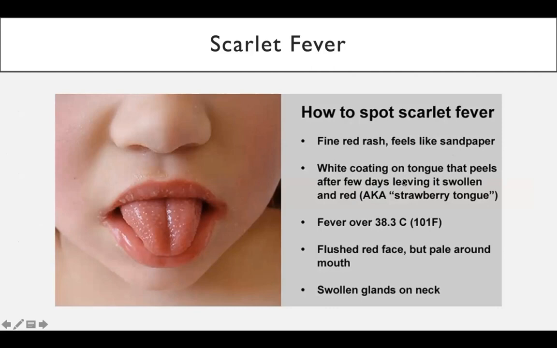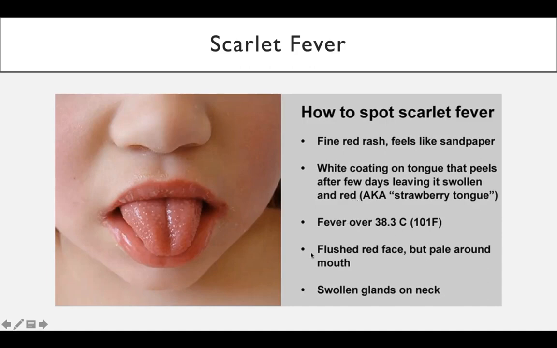So this white coating on the tongue peels after a few days, not like a kind of pharyngitis where there is a whitish or grayish layer which, if you try to scrape it, causes bleeding. That is not scarlet fever, because the white coating on the tongue will peel after a few days, leaving it swollen and red, also known as strawberry tongue.